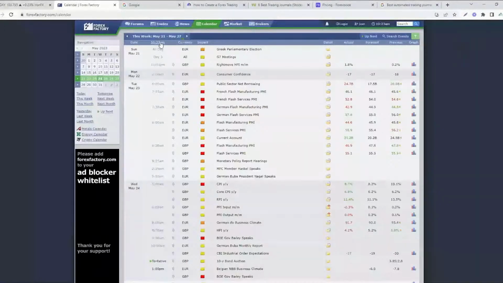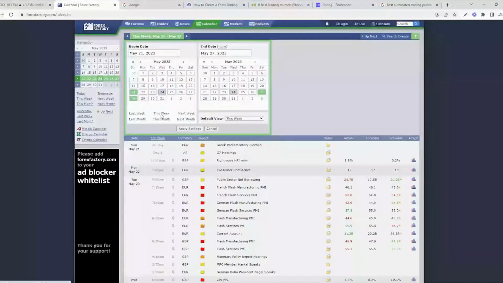And then let's just filter. You can filter through various periods in time. You can look at historical events that have occurred. Let's just see from today till Friday, or let's just put it till Saturday, apply settings.